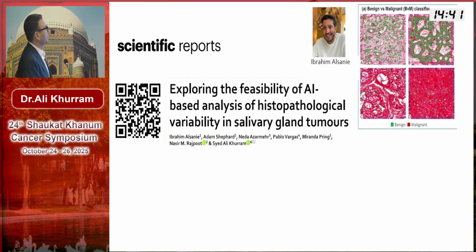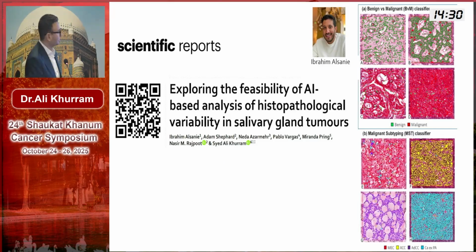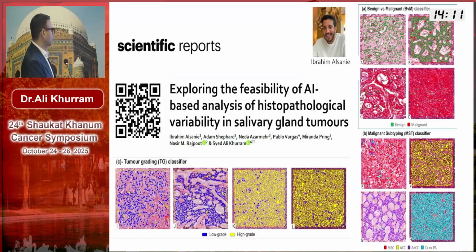On the top is a pleomorphic adenoma, I think, and it's automatically being picked up by the model as predominantly green, benign, whereas at the bottom is a malignant tumor being picked up as malignant. When you look at the subtyping as well, we looked at mucoepidermoid carcinoma, acinic cell carcinoma, adenoid cystic carcinoma, and carcinoma ex pleomorphic adenoma. And again, the specific subtype is highlighted in that color, and you can see it's doing quite well in picking up the subtype of the tumor. But also we could very nicely automatically grade a lesion of whether it was high grade or low grade without any subjectivity. And the accuracy we were getting was close to 95%.